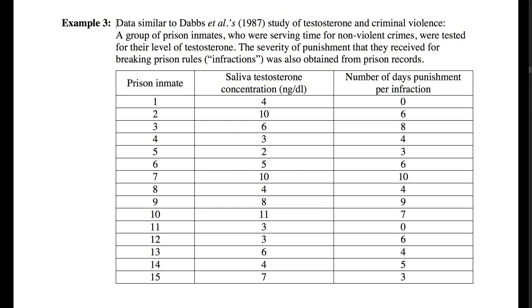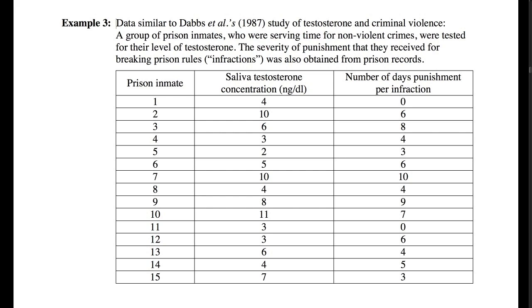So these researchers were interested in testosterone, which is a hormone that we have in our bodies and which is usually there in higher concentration in men than in women. And they were also interested in criminal violence. So for this study, they looked at prison inmates. Now these were prison inmates who were serving time for non-violent crimes, but they also wanted to measure how violent they were in this prison situation.